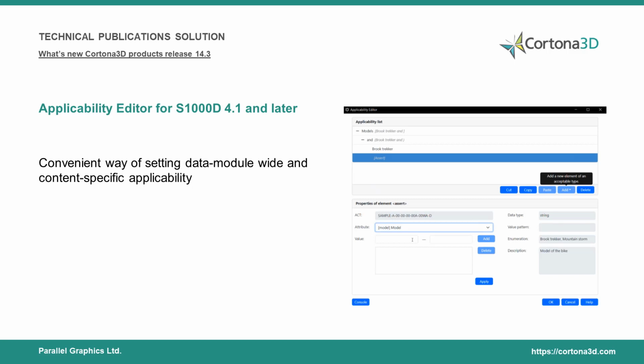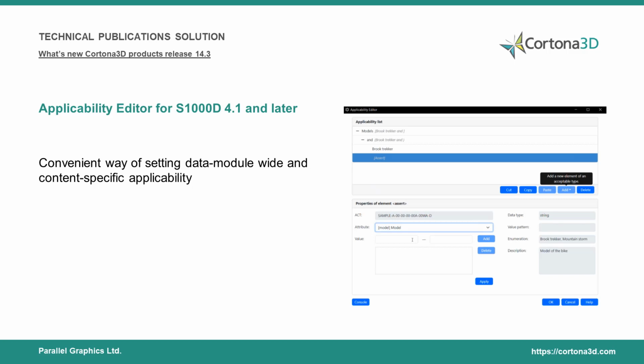RapidAuthor already supports data module-wide and content-specific applicability. In HTML publications, you can already exclude or include substructures based on applicability. Previously, applicability could only be set in a raw format inside Document Editor of Rapid Manual or Rapid Text. In this release, we developed a new Applicability Editor for S1000D issue 4.1 and later that allows to define data module and content-specific applicability in a more convenient way.